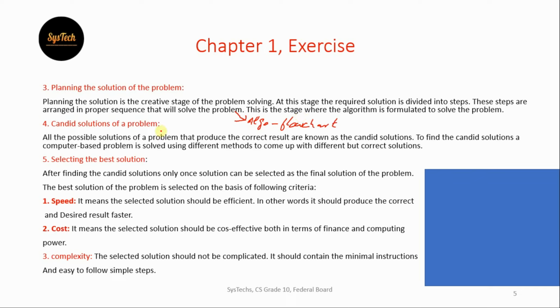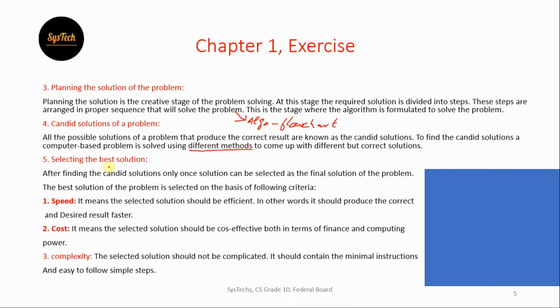The next one is the candidate solution. The candidate solution means more than one solution of the same problem but using different methods. What is the candidate solution? The solution which produces the correct result but the algorithm is different. All the possible solutions of a problem that produce the correct results are known as candidate solutions. To find the candidate solution, a computer-based problem is solved using different methods. So you will not use only one algorithm, you will use more than one algorithm to find the correct result. So candidate solution means finding different but correct results.